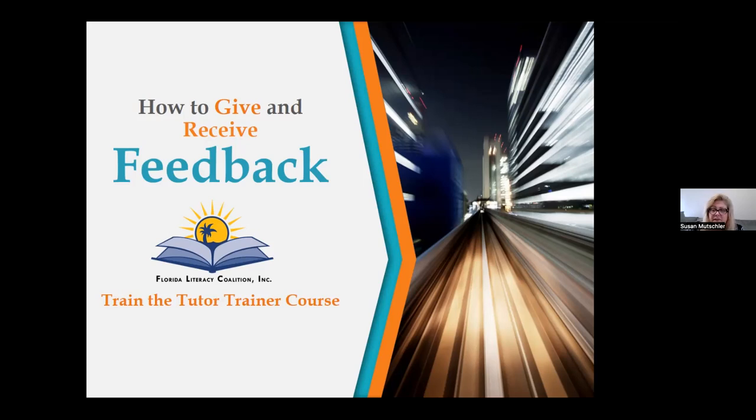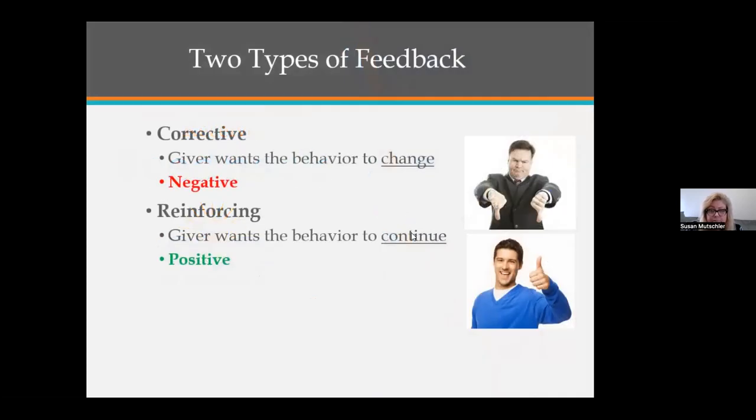So I just want you to consider this today as we go forward. And this PowerPoint is in your Google Share Drive as well. There are two types of feedback: corrective feedback and reinforcing feedback. With corrective feedback, the giver wants the behavior to change. So it's usually negative, something negative that we want to correct. With reinforcing feedback, the giver wants the behavior to continue. So it's usually a positive type of feedback, something they're doing that is great and we want it to continue.